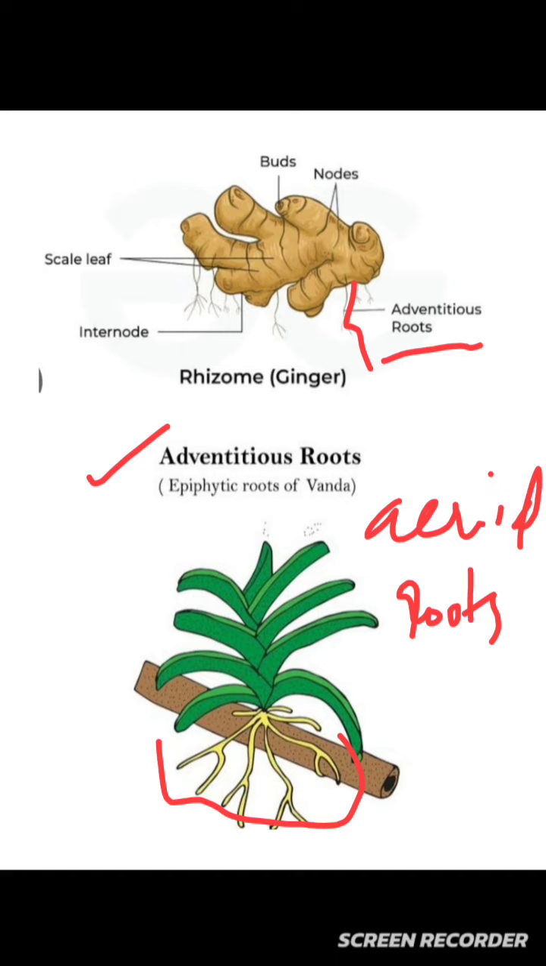And what is the peculiarity of these adventitious roots that is present in vanda? It is an orchid plant. So these aerial roots have a special type of tissue called velamen tissue, and this tissue helps in the absorption of moisture from the air.